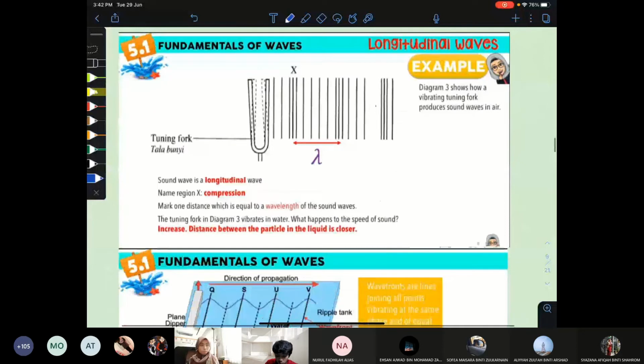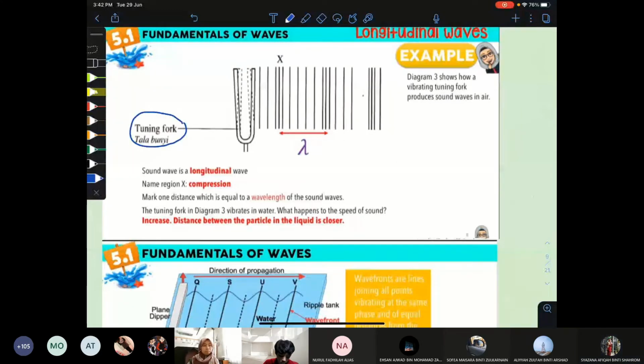So this is another example, the tuning fork. When you hit the tuning fork, it will vibrate. The vibration is actually longitudinal, so you will get a longitudinal wave.